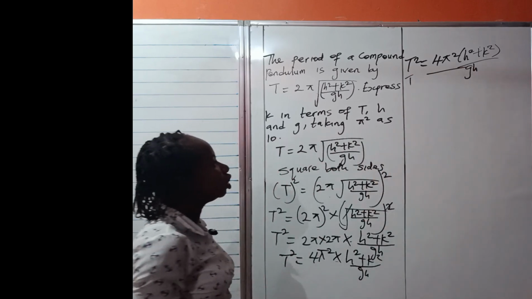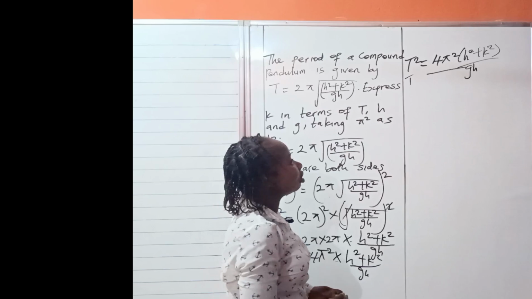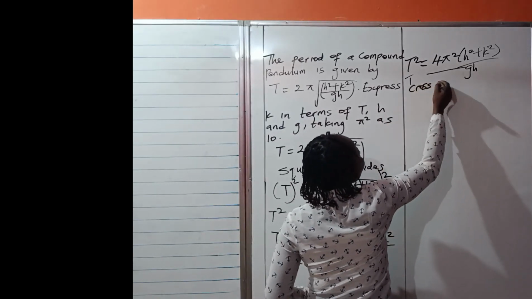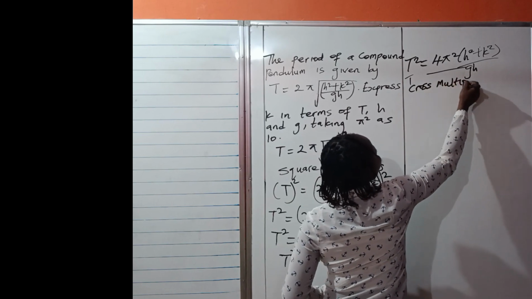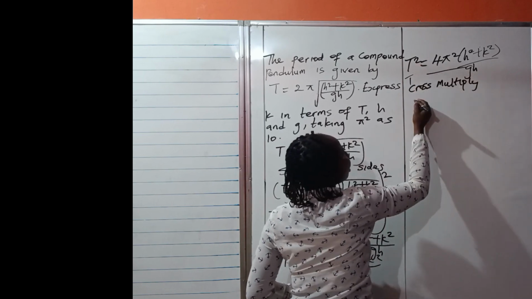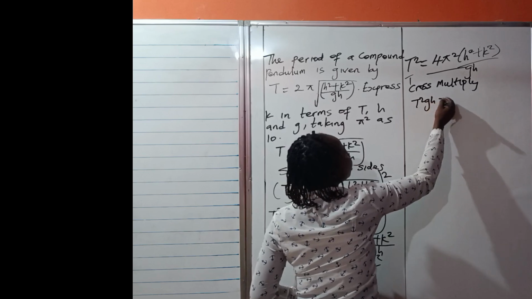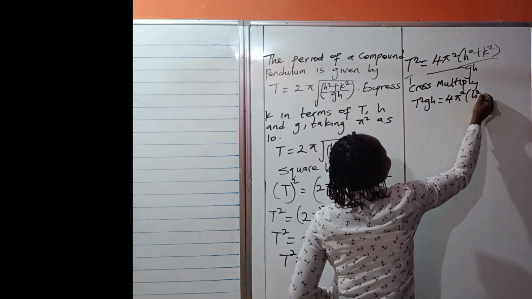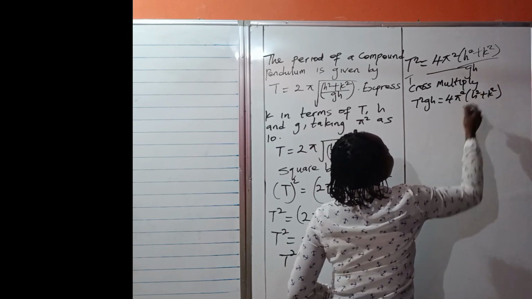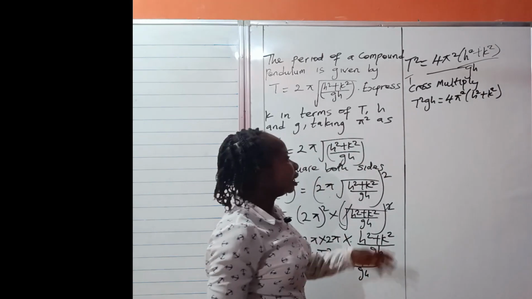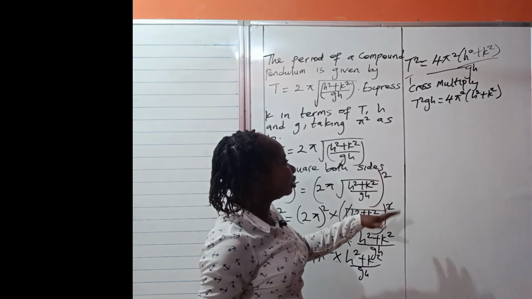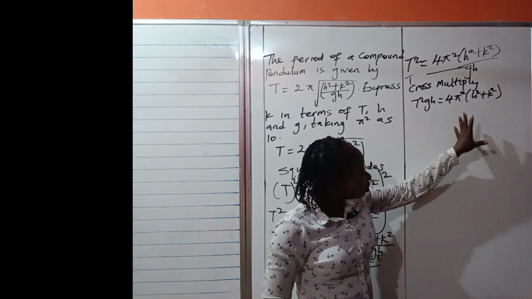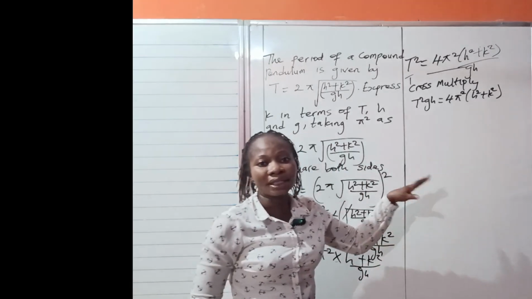So we can make the T squared to be a fraction. The next thing is to cross multiply. If you cross multiply, then this will multiply this. We have T squared gh equals 4 pi squared into brackets h squared plus k squared. So don't forget we are making k the subject of the formula. So we want to have this k as something that we can easily simplify.